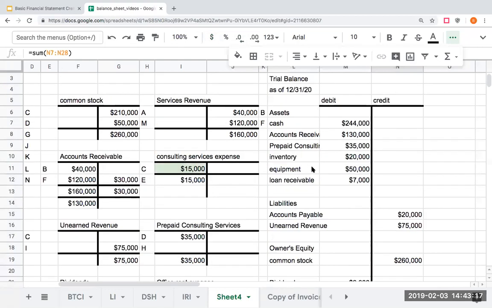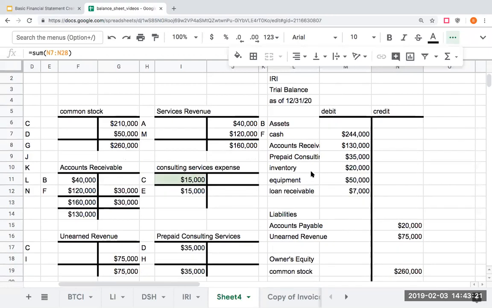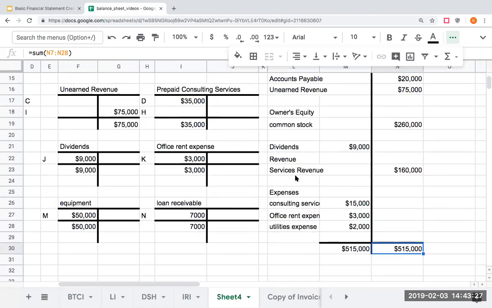This is where I'm going to stop the video, just because these videos will go on forever if I don't stop. So this is our trial balance. Now that we know that our total debits equal our total credits, our next steps will be the creation of the income statement, statement of retained earnings, and then the balance sheet. But I will see you on the next video and see you soon.